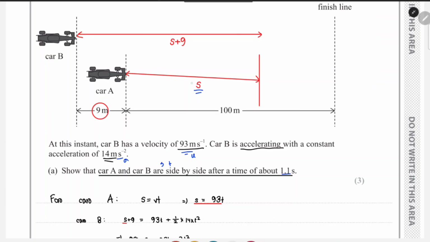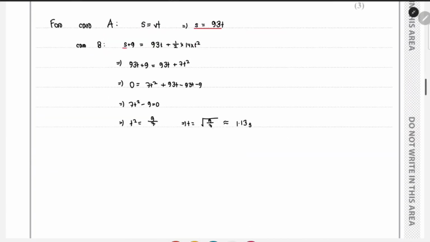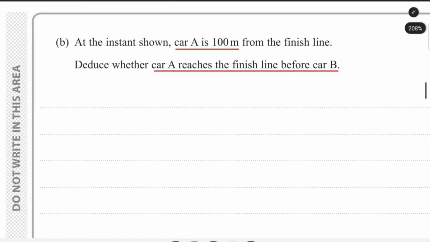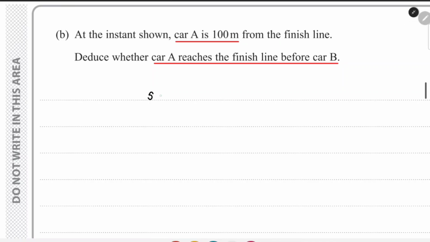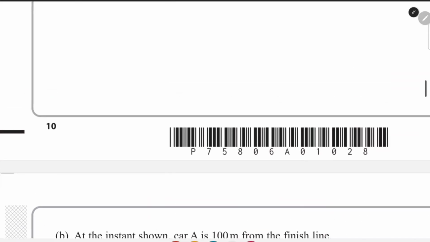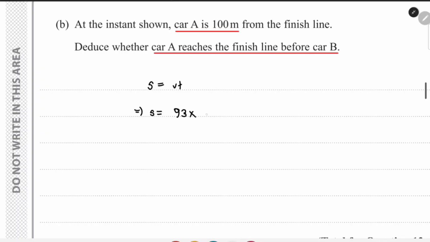So I need to find out this S and figure out if it's more than 100 or less than 100. I can use both equations now since I know the time. S equals Vt is easier to use. So the displacement of the point at which car A and B are side by side is V, which is 93, multiplied by, I'll use the actual value, root over 9 by 7.